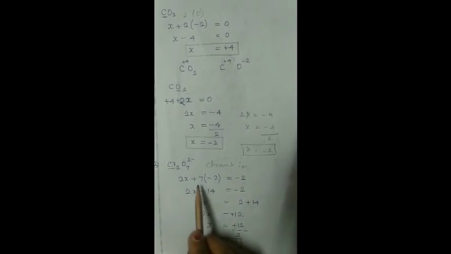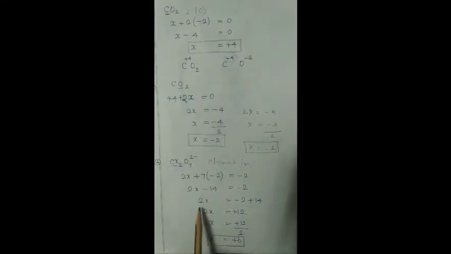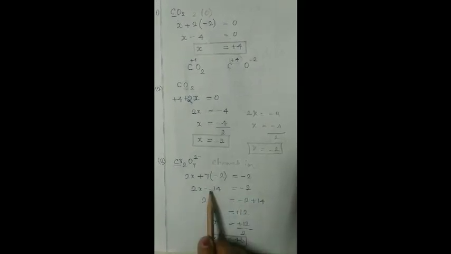So 2x plus 7 into minus 2, minus 14, is equal to minus 2. So 2x, keeping it on the left hand side, 2x is equal to minus 2 plus 14. So 2x is equal to plus 12, x is equal to 12 divided by 2. So x is equal to plus 6. So plus 6 is the oxidation state of chromium in the dichromate ion.